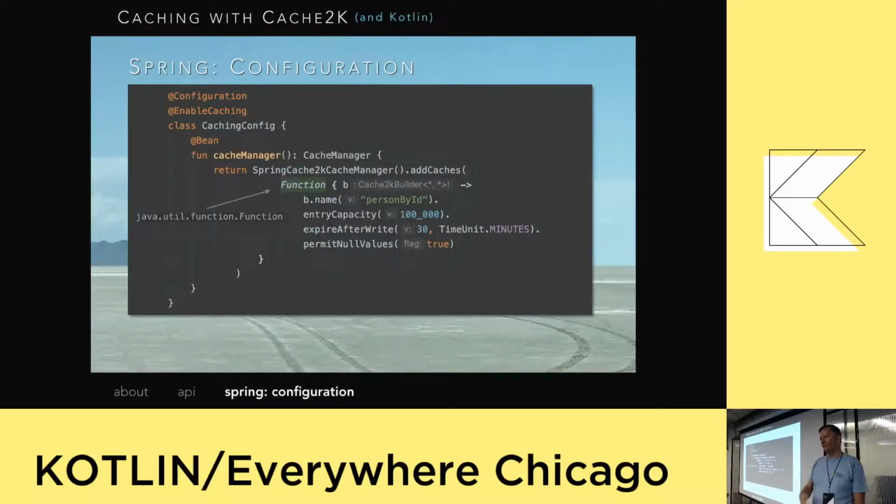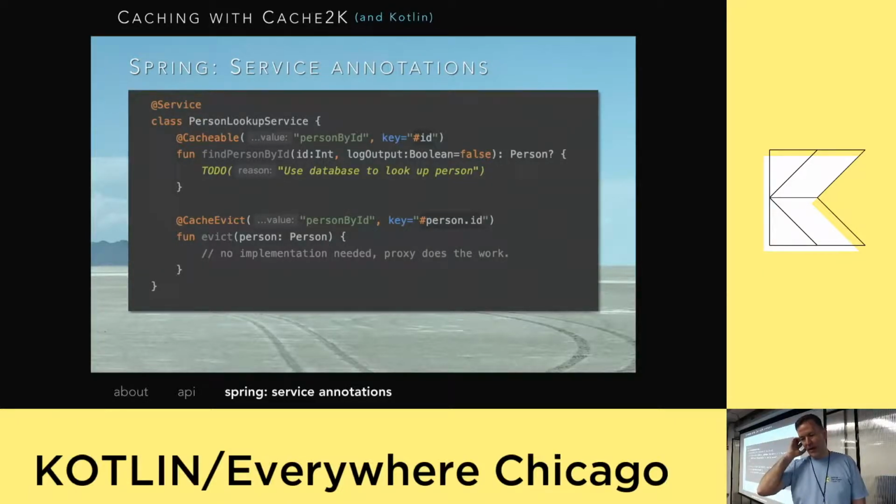You can set up expiration policies. There's a bunch of other kind of nice parameters in here, but other than where the code goes, the insides of it are pretty much the same. Okay, how do we use it?